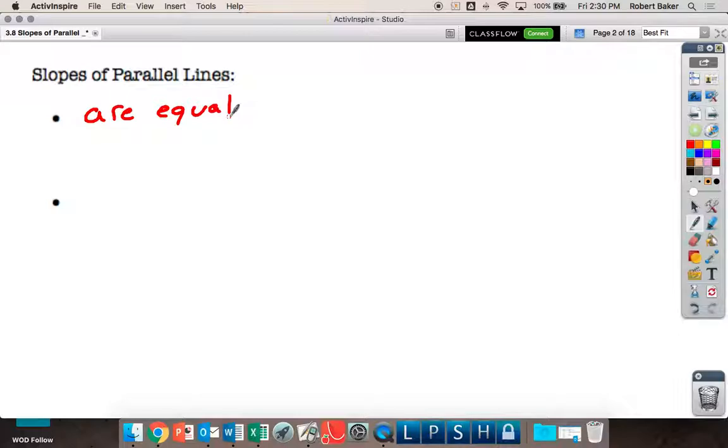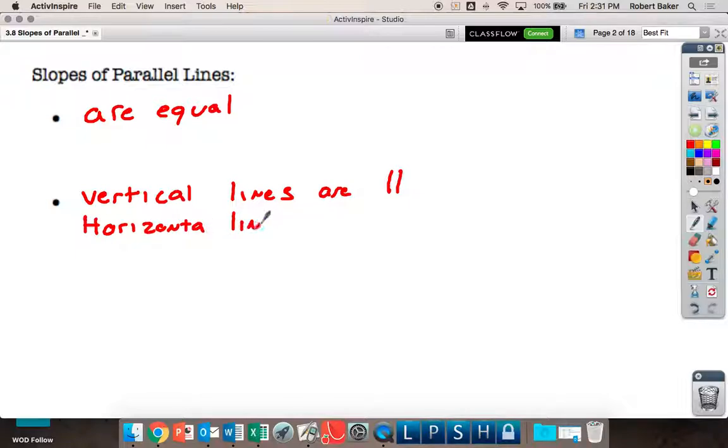And then it's not necessary to state, but it's good to state that vertical lines are parallel and horizontal lines are parallel.